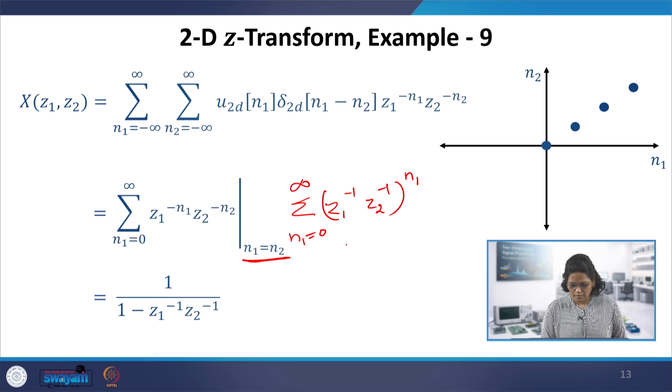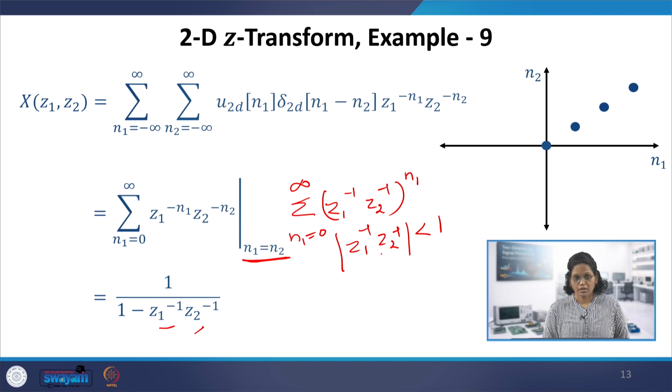This needs to be less than 1, that is, Z1 power minus 1 times Z2 power minus 1 should be less than 1 for this to have a closed form solution. So it is 1 by 1 minus Z1 power minus 1 and Z2 power minus 1. This is the Z transform of this sequence, the diagonal impulse which has values for N1 varying from 0 to infinity, not in the negative values, where N1 and N2 are equal. It has a slope. This is the Z transform for this case.